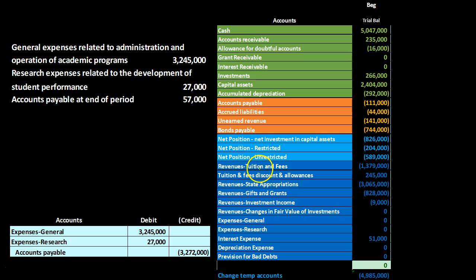The trial balance worksheet is in order with the assets up top in green, liabilities in orange. What would be the equity section in a for-profit organization is here the net position section in the public university, in light blue. Then we have the income statement type numbers, those temporary numbers, the revenue and expense type numbers in the dark blue.